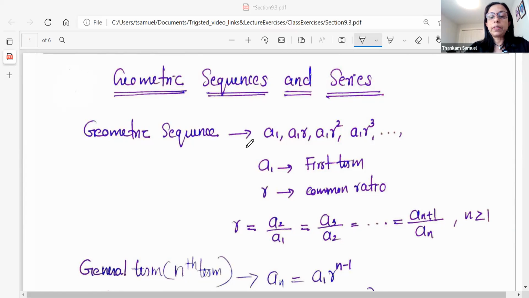A geometric sequence is of the form a sub 1, a sub 1 r, a sub 1 r squared, a sub 1 r cubed, etc., where a sub 1 is the first term and r is the common ratio. We can find the common ratio r by dividing the second term by the first term, or the third term by the second term. In general, divide the (n plus 1)th term by the nth term, where n is greater than or equal to 1.